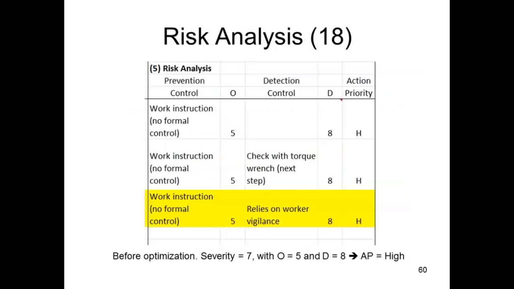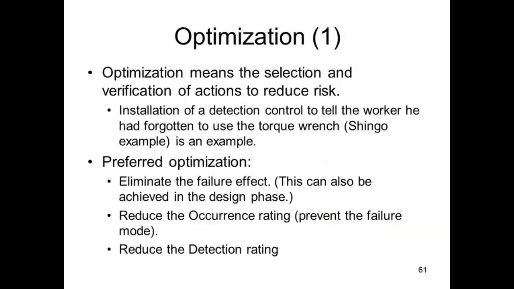Again, we have risk analysis, prevention control. I'm assuming work instruction, no formal control. Detection relies on worker vigilance, and coupled with a severity of 7, we have an action priority of high. Optimization means selection and verification of actions to reduce risk.